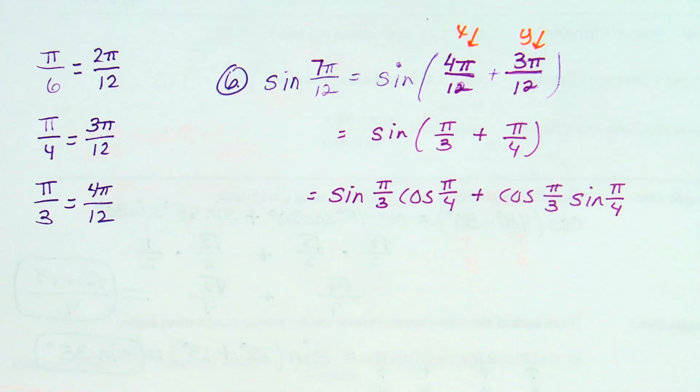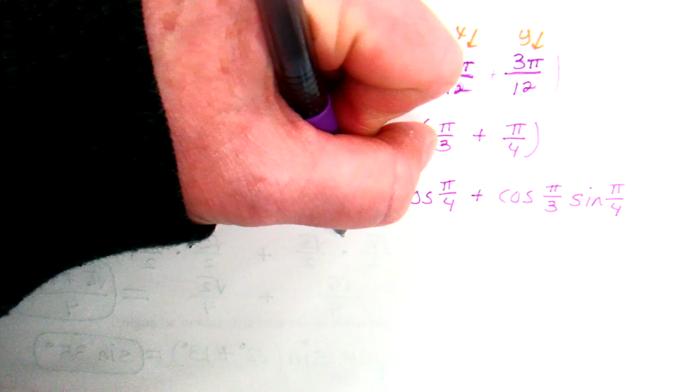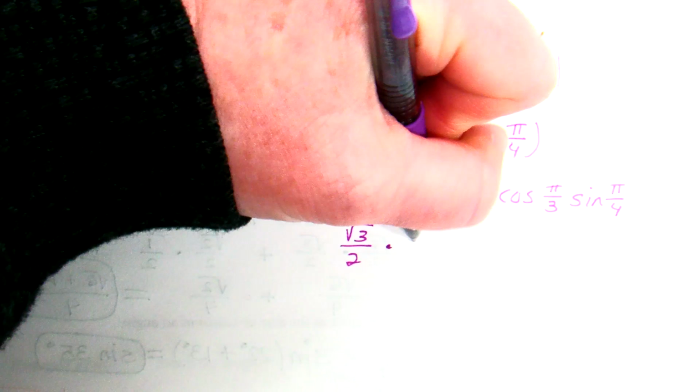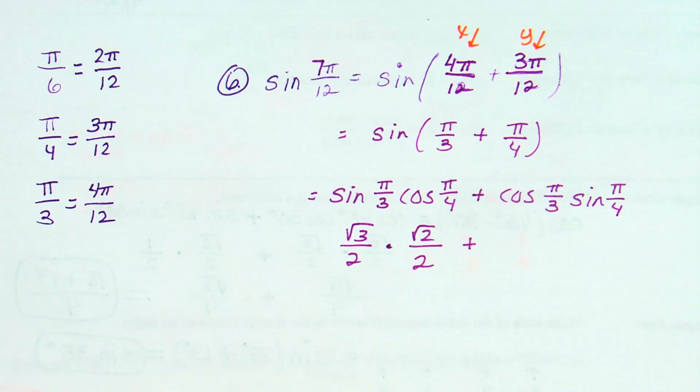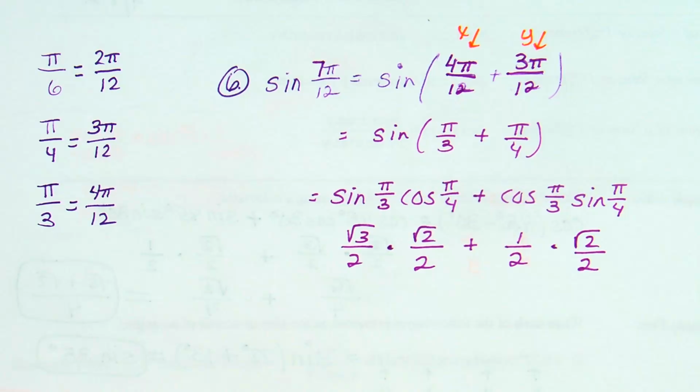And then we're supposed to use the unit circle, right? What is the sine of pi over 3? According to our chart, according to the unit circle, square root of 3 over 2. What is the cosine of pi over 4? Square root of 2 over 2. It just makes it cleaner in the end. Cosine of pi over 3? 1/2. Sine of pi over 4? Square root of 2 over 2.